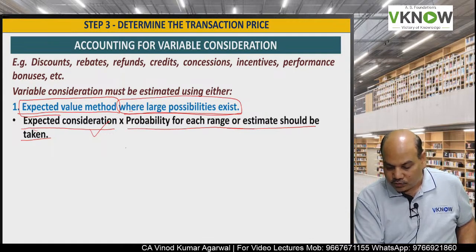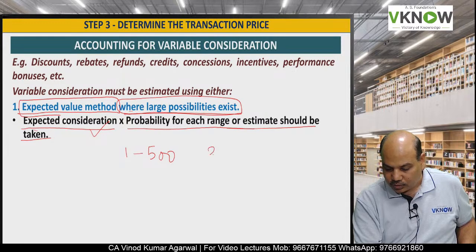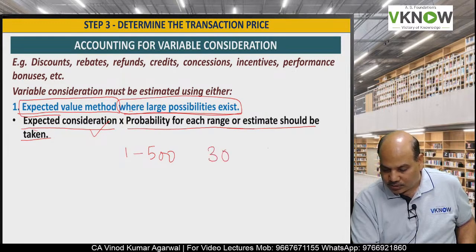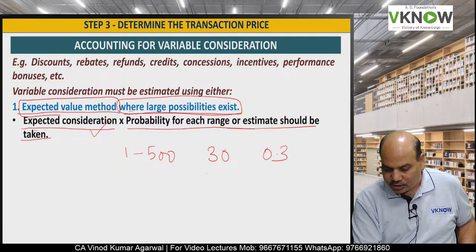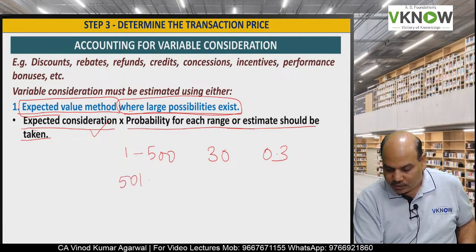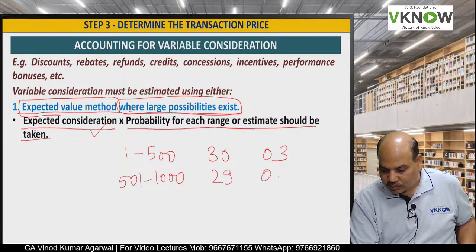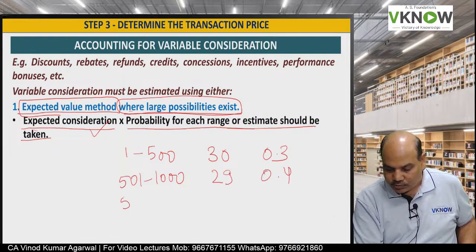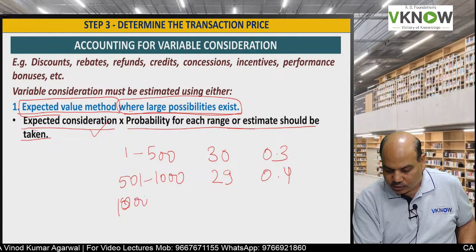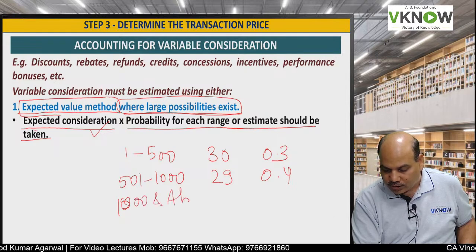So they may give you, sale can be between 1 to 500. The price will be 30 rupees. Probability is 0.3. Sale can be 501 to 1000. Price will be 29. Probability 0.4. Sale can be 1000 and above, something like this.